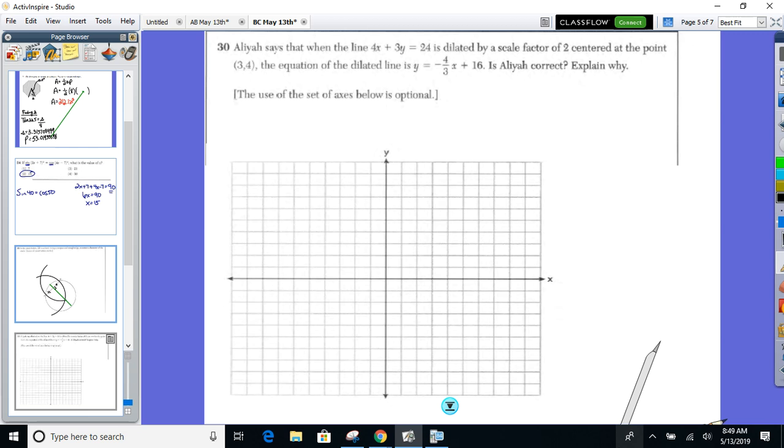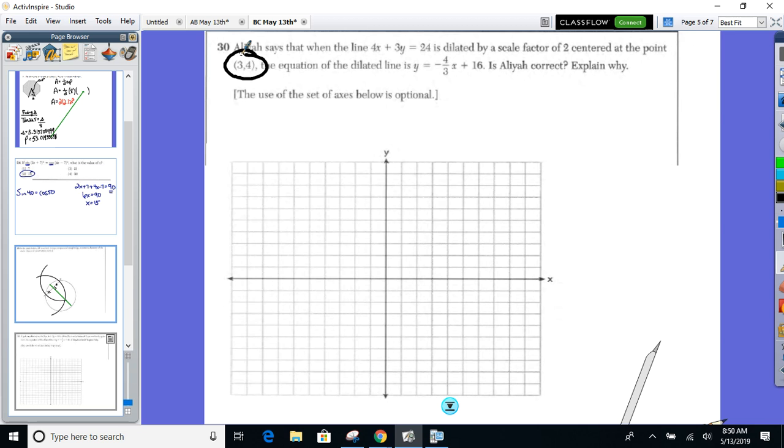All right, here we go. We got Aaliyah. She's doing some dilation to 4x plus 3y equals 24. She's going to dilate that by 2. And the dilation has to happen around this point, (3, 4). And she's saying, hey, I think this new equation is going to be y equals negative 4 thirds x plus 16. Is she correct?